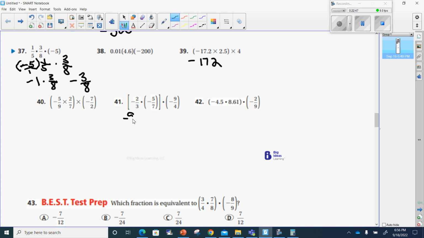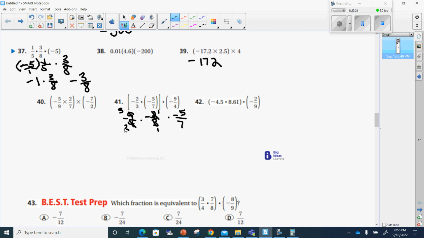If I make this negative 9 over 4 times negative 2/3, and then times negative, they're all negatives, okay? 5 over 7. So I can go ahead and reduce these because 3 goes into 9. 3 divided by 3 is 1. 9 divided by 3 is 3. I can also take the 4 and 2 and reduce. I know that 2 goes into 4 twice. So 4 divided by 2 is 2. And 2 divided by 2 is 1. Now we have some pretty small numbers here to play with.